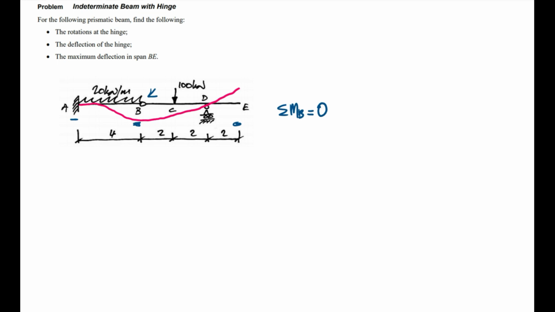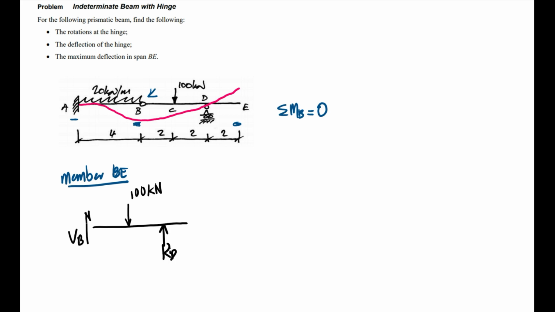Okay, I start first with member BE. So, I cut and draw the free body diagram. We know that the roller is RD. I cut at B, and there is a 100 kilonewton load. For each span, it is 2 meter, 2 meter, and 2 meter.